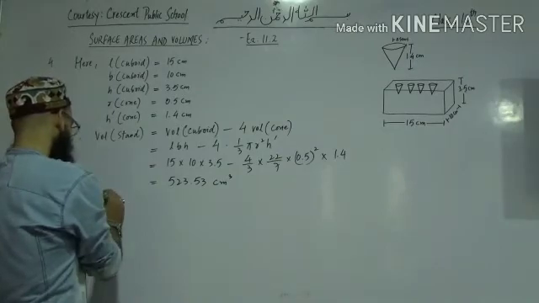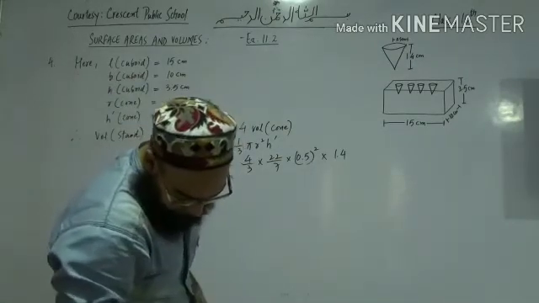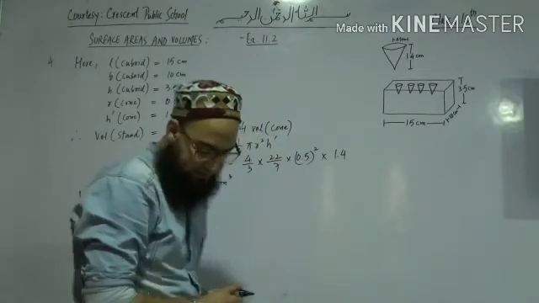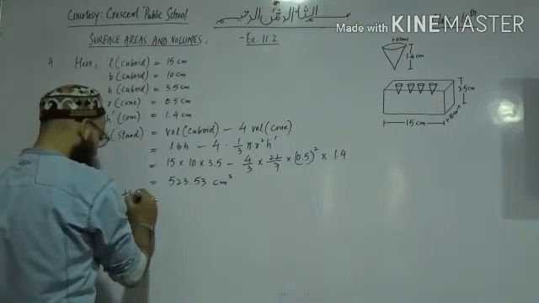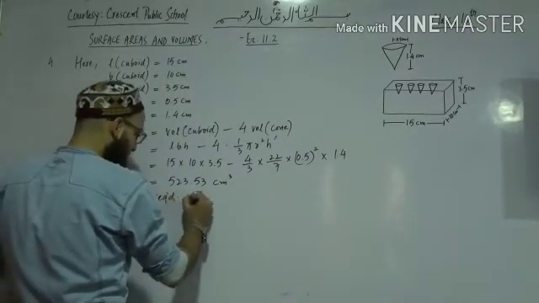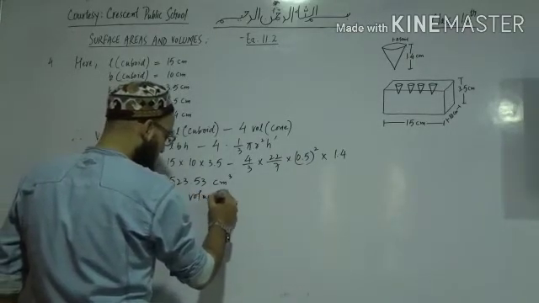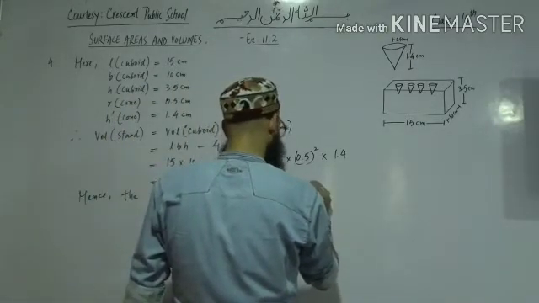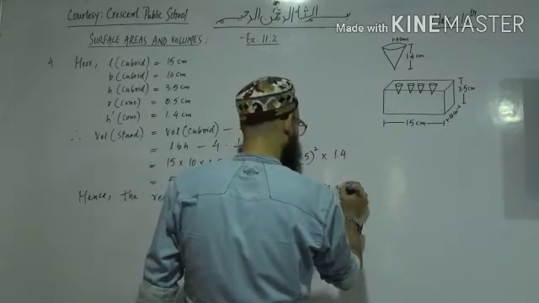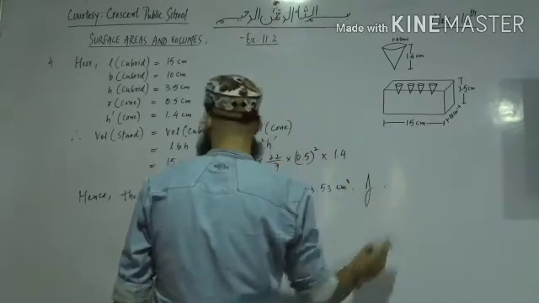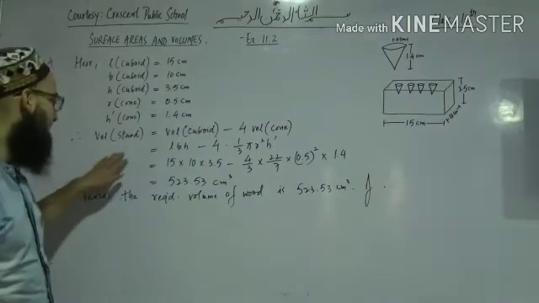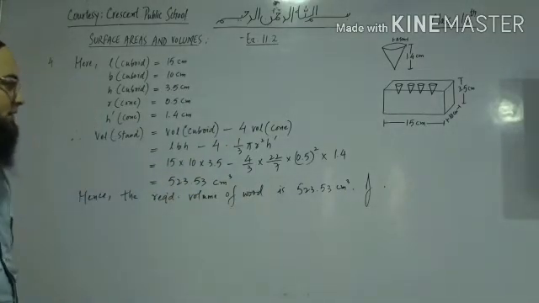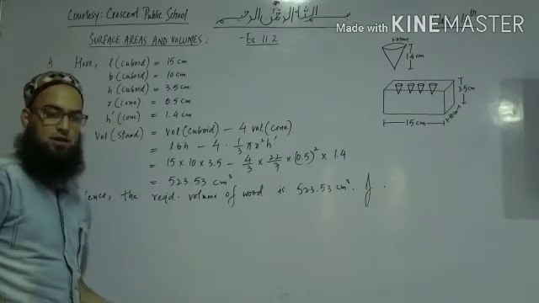Hence, now the question says, find the volume of the wood in the entire stand. Hence, the required volume of wood is 523.53 cubic centimeter, and that's your answer. Volume of stand is equal to the volume of wood in the entire stand. That's equal to 523.53 cubic centimeter. Make a note.